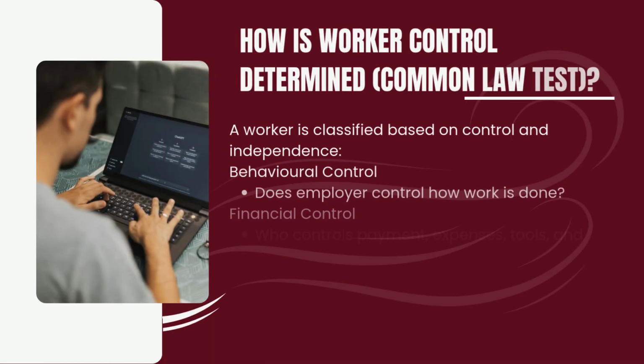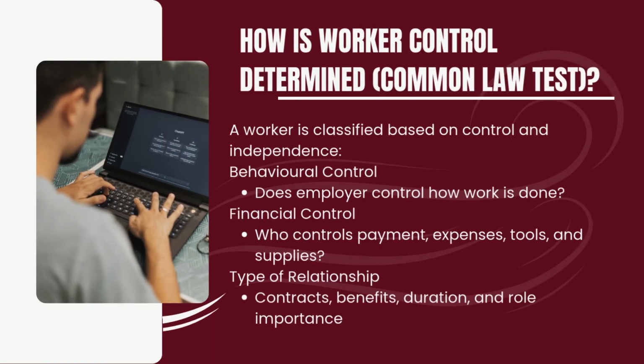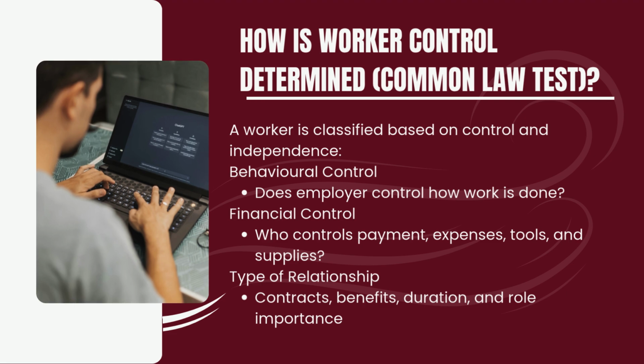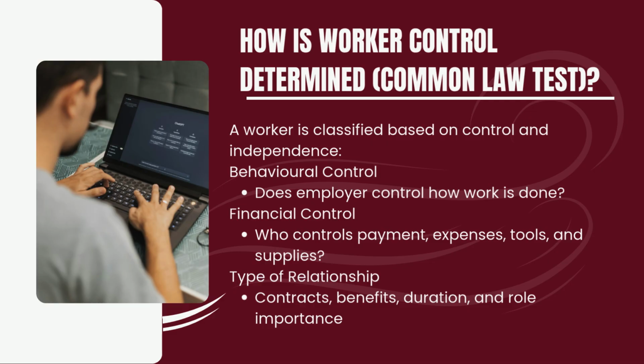How is worker control determined? Common law test. A worker is classified based on control and independence. Behavioral control. Does the employer control how work is done? Financial control. Who controls payment, expenses, tools, and supplies? Type of relationship. Contracts, benefits, duration, and role importance.